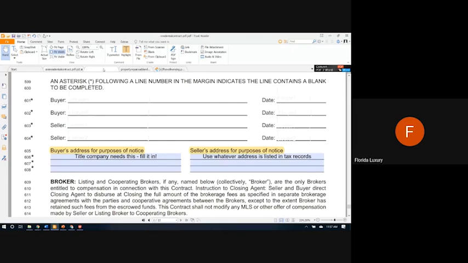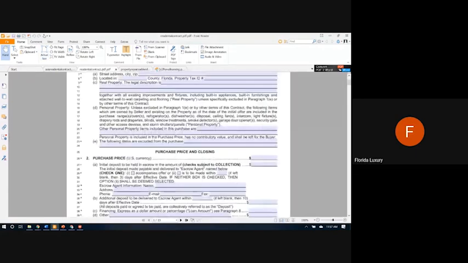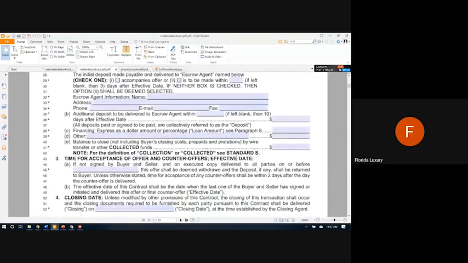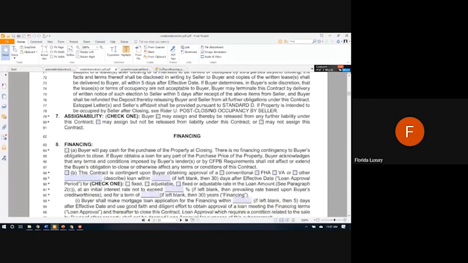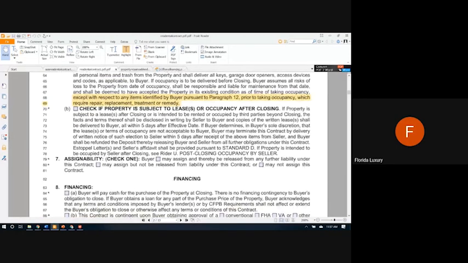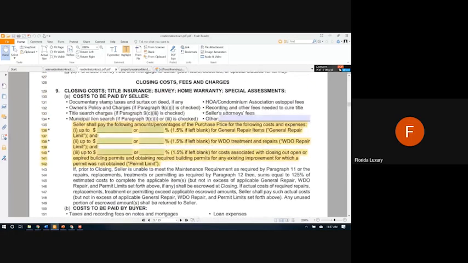So very, very quickly, because I can tell I'm glossing over this, let me send this in. All right. If you notice, this is page 1 of 13. The as-is contract is 12 pages. The regular residential contract is 13, and that's no big deal. The reason why is right here.